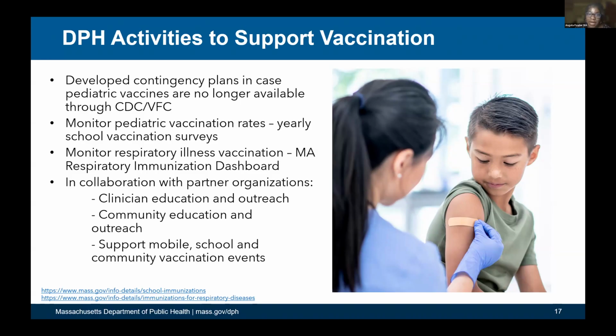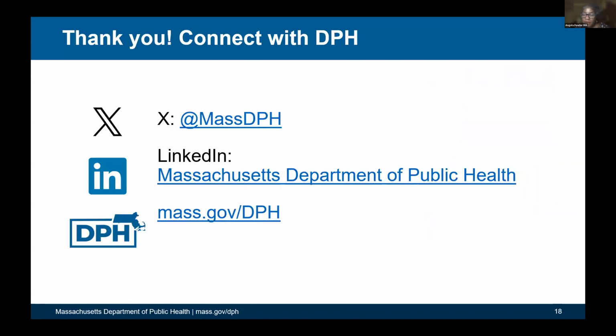For example, for measles, mumps, rubella vaccination at the kindergarten level, 97% of kindergartners are fully vaccinated. That's really good to see. It's been stable for a number of years. Respiratory illness vaccinations, we could do a little bit better. We also monitor those, and both the school vaccination surveys and the respiratory immunization dashboard are publicly available. We collaborate with partner organizations to provide clinician education outreach, community education and outreach, and support mobile school and community vaccination events.